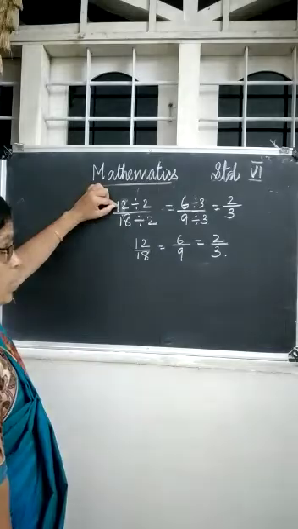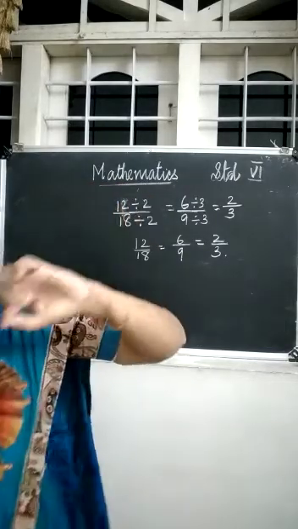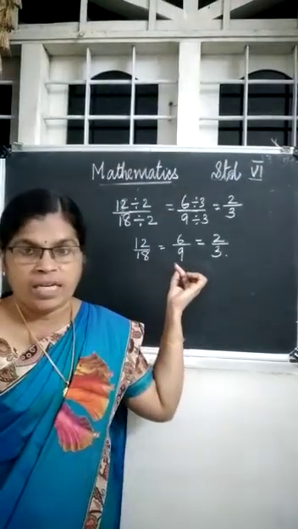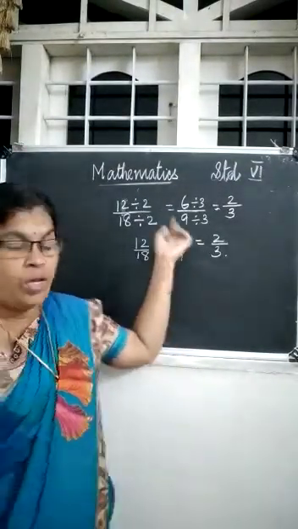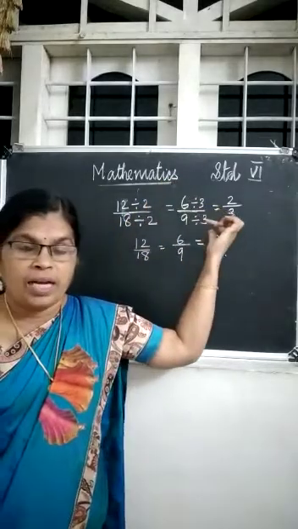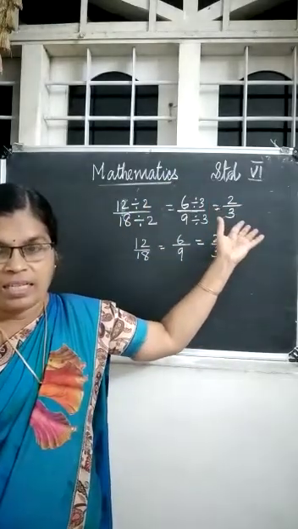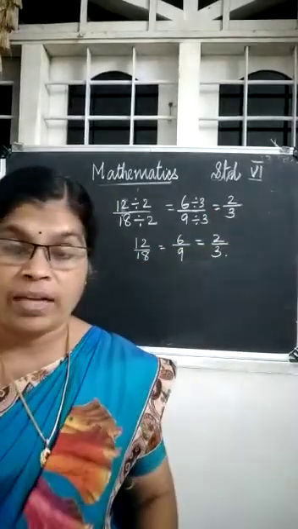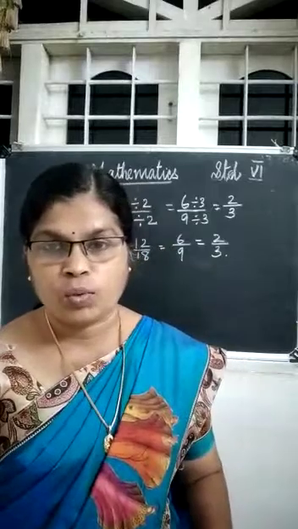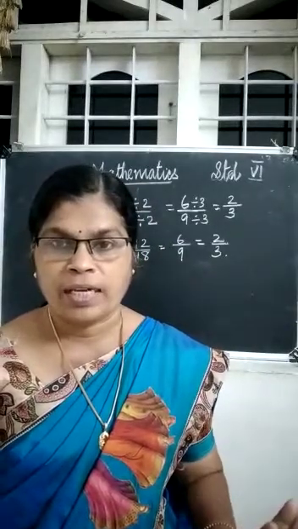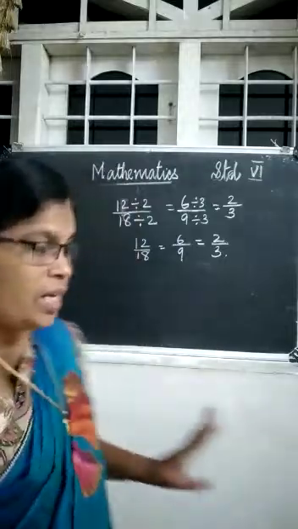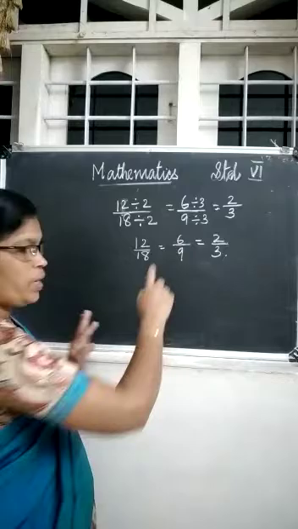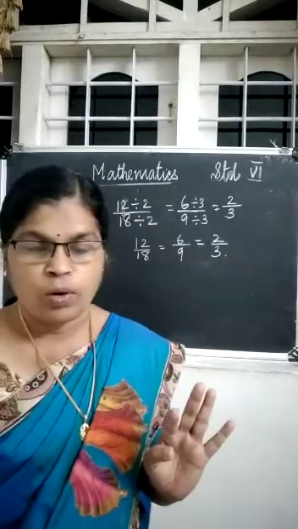Here also in 12 and 18 there was a common number, that is 2. We could divide by 2 in both numerator and denominator. So we divided by 2 and we got 6 by 9. And in 6 by 9 also there was a common factor 3. So we divided by 3 and we got 2 by 3. In 2 by 3 is there any common factor? No, only by 1 we can divide 2 and 3, isn't it? So 1 is the common factor here. No other common factor. So we got the equivalent fractions like this, 12 by 18 and 6 by 9. Again 2 by 3 is the equivalent fraction of 12 by 18.